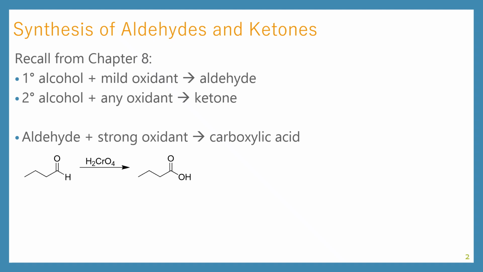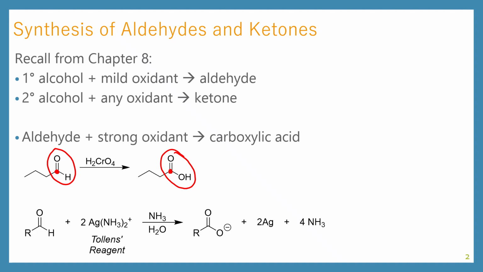So, for example, if we react an aldehyde with chromic acid, which is a strong oxidant, we will see that at the aldehyde carbon, an oxidation occurs where we take the aldehyde functional group and turn it into a carboxylic acid. So the number of carbons stays the same, the location of the carbonyl carbon stays the same, but we are oxidizing the aldehyde to the carboxylic acid.